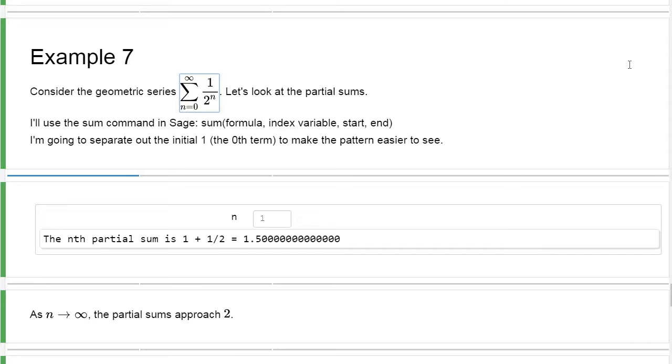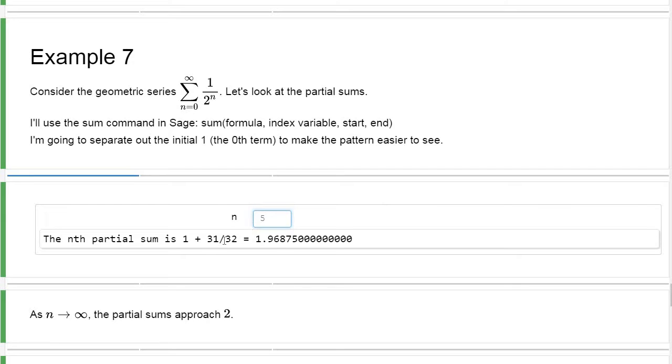I want to look at the partial sums of this geometric series. And I'm going to use Sage's sum command. And I'm going to go ahead and separate out the initial 0th term. So when n is 0, you get 1. I'm going to leave that separate and then see what happens after that. You'll see the pattern easier that way. So right now, this is when n is 1. So we just have n is 0 and n is 1, and you get 1.5. And here's what happens when n is 2. You get 1.75. Here's 3. Okay, 1 plus 7/8, 4, 15/16ths, 5, 31/32nds.